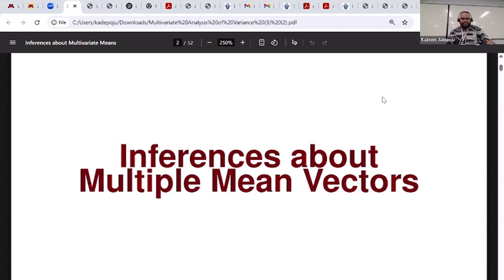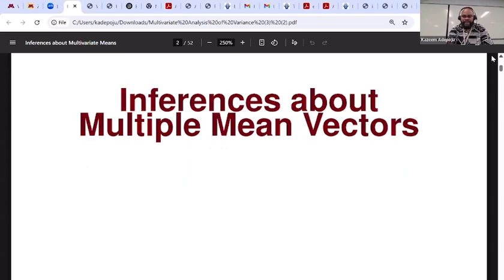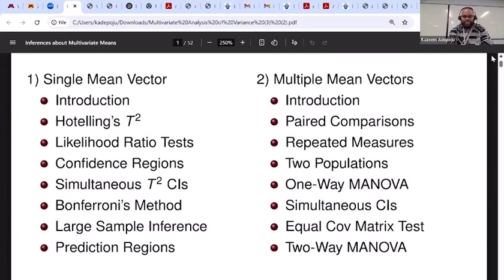Inferences about multiple mean vectors. I remember in the outline for multiple mean vectors, we have a paired comparison, repeated measures, or two populations, one way ANOVA, simultaneous confidence interval, equal covariance matrix test, and two-way multivariate analysis of variance.